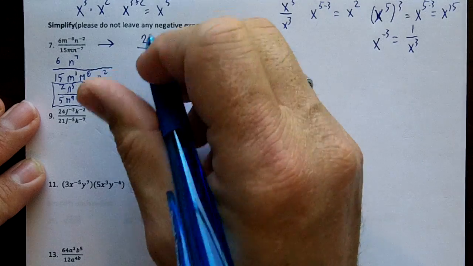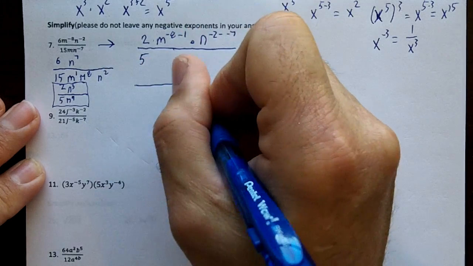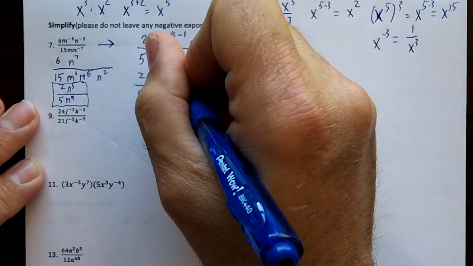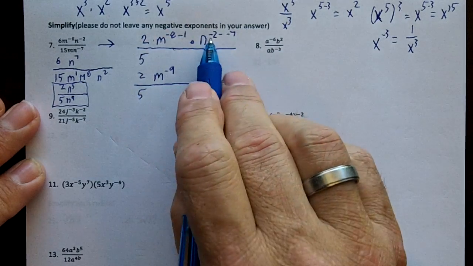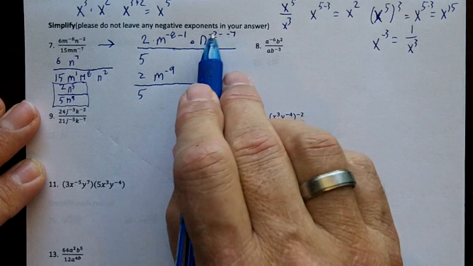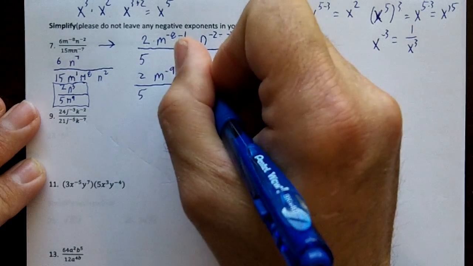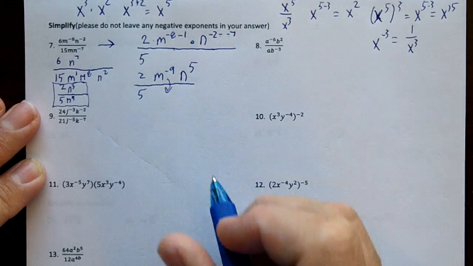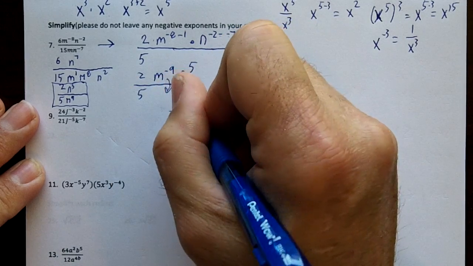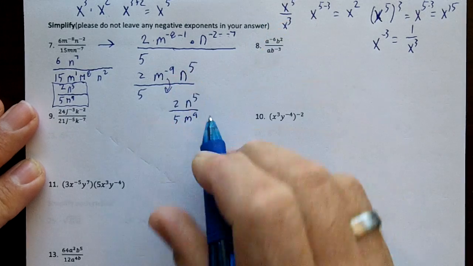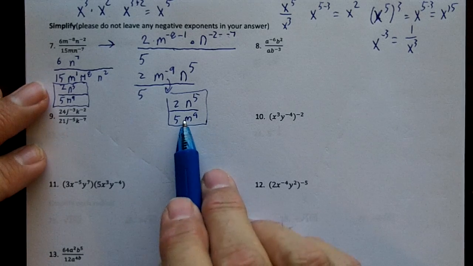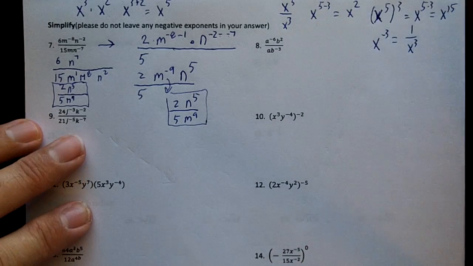Okay, now then let's do the arithmetic. The 2 over 5 won't change. Negative 8 minus 1 is negative 9. That means those m's go to the bottom. Negative 2 minus a negative 7, these two negatives make a plus, don't they? So negative 2 plus 7 is n to the 5th. The next step is to move that m to the bottom, isn't it? So you would get 2 over 5, n to the 5th on top, m to the 9th on bottom. You get the same answer both ways, don't you? Same answer both ways.